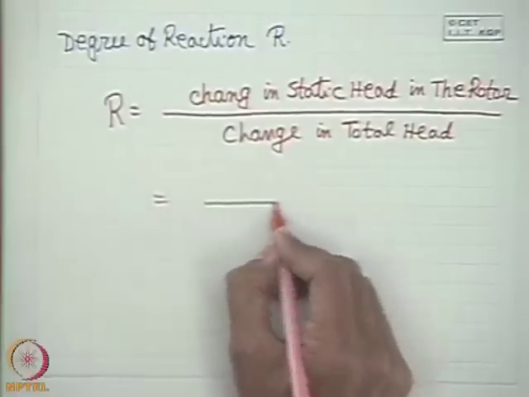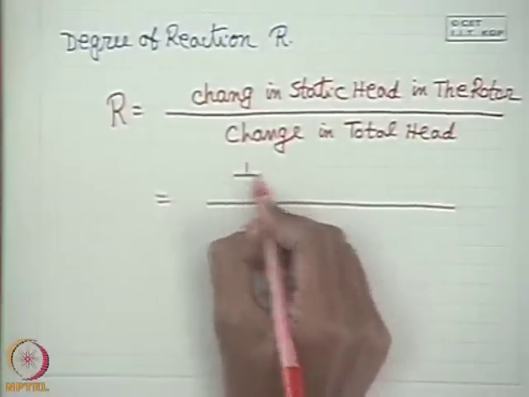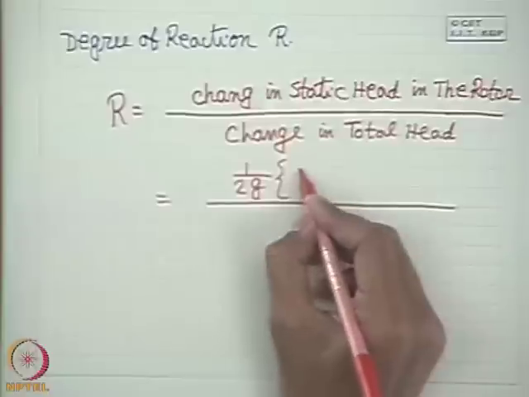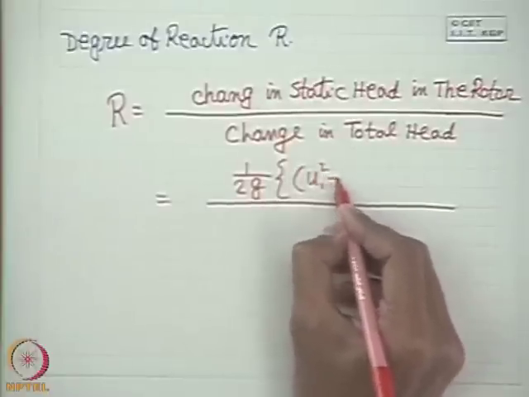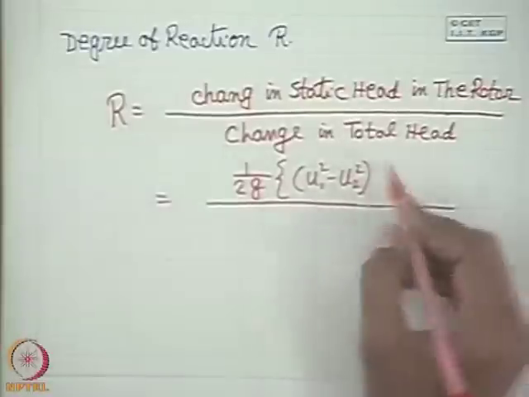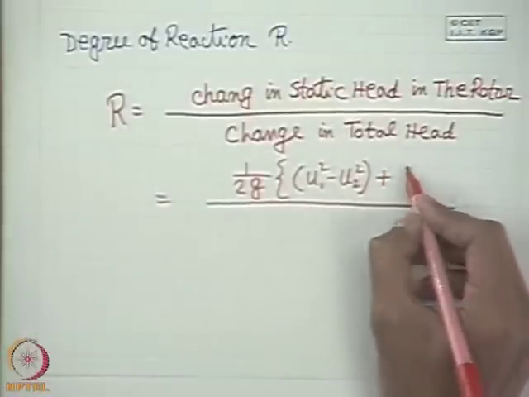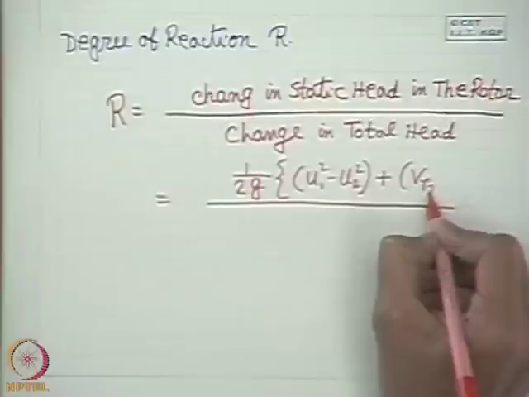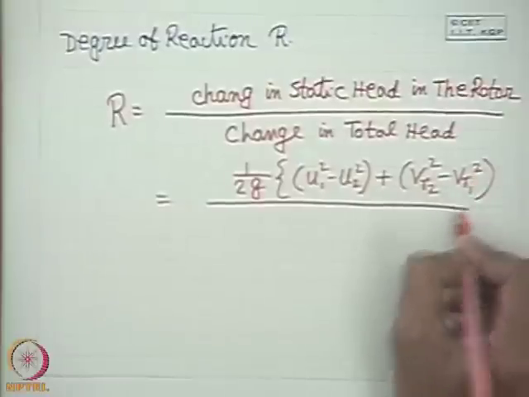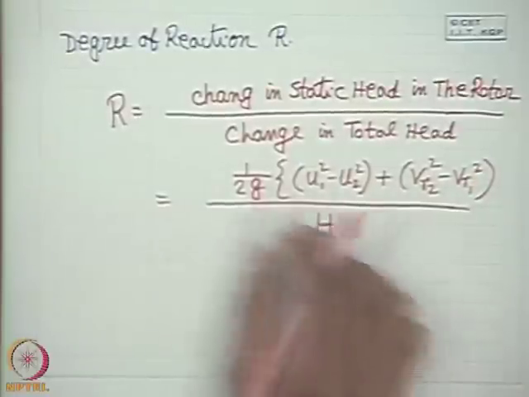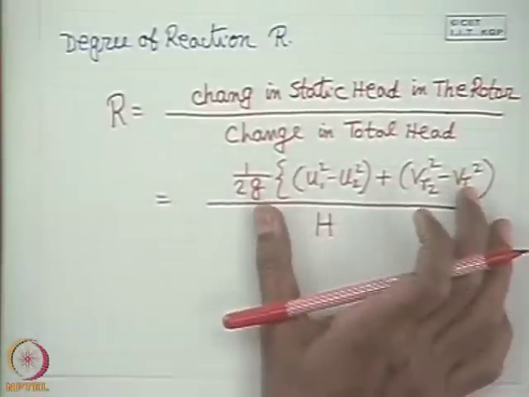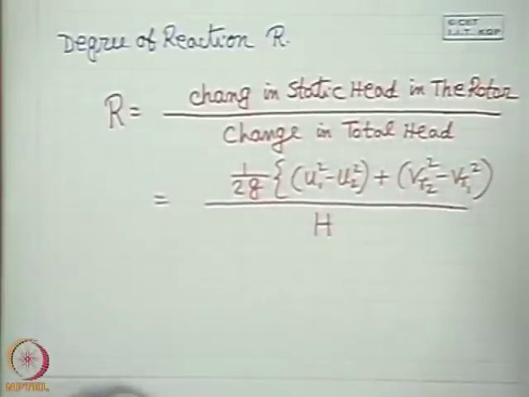So, if we recall the expression, we can write the change in static head as 1 by 2g times u1 square minus u2 square. This change I write with the positive sign as that delivered by the fluid, with the usual convention, and then vr2 square minus vr1 square, divided by the h. That means what fraction of h r is responsible for the change in the static head.